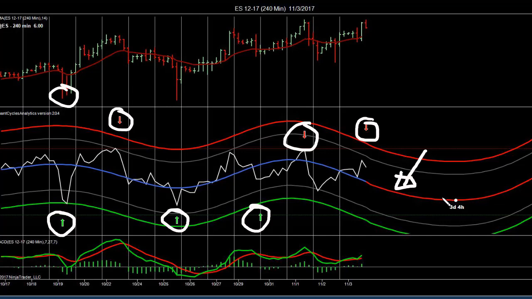The true power of the indicator, in my opinion, is the way that it is consolidating so much data, and I know how much data it takes to produce a cycles analysis.